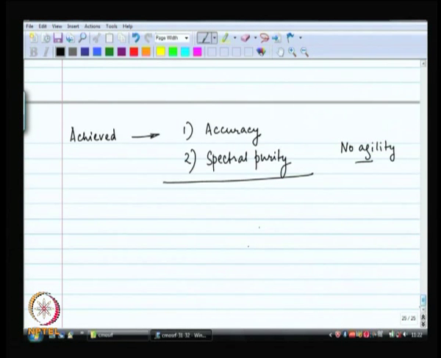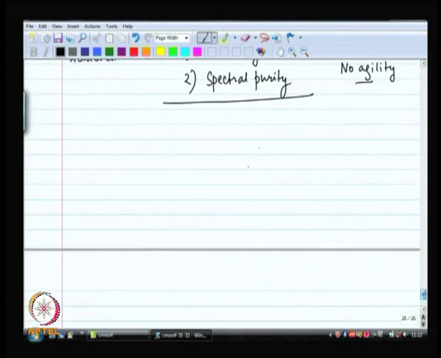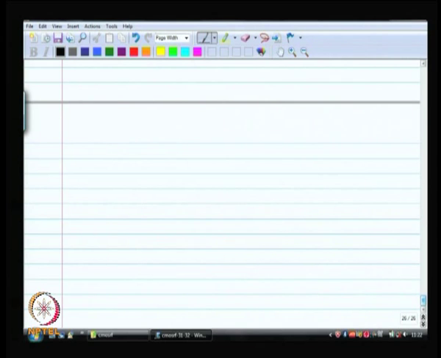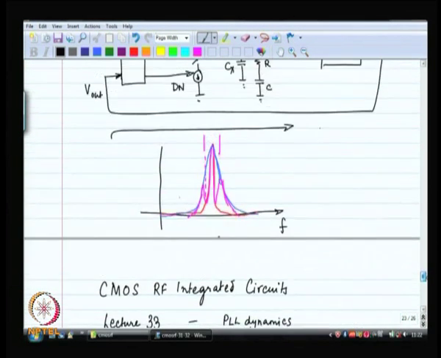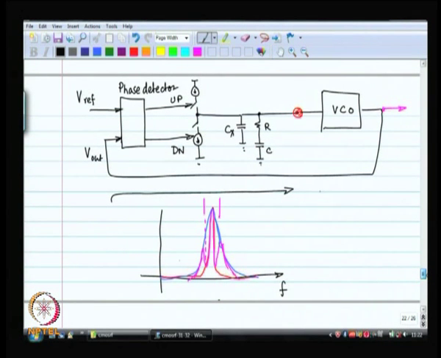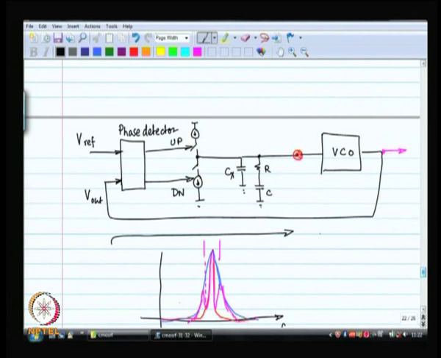Fine. Now, before I move on to the next part, I want to kind of understand what is going on. First of all, does phase lock also mean that the oscillators will have the same frequency? Yes. So, what I am saying is that phi out is equal to phi ref. If phi out is equal to phi ref, does that mean that the derivative of phi out, that is the frequency, is equal to the derivative of phi ref, that is the frequency of the reference?